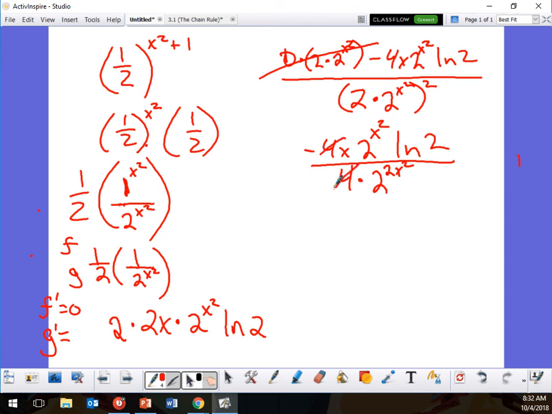Okay, I have 2 to the x squared here, and down here I have 2 to the 2x squared. What can I do with that information? I could cancel out one of them, right? Down here I have 2 of them, but right here I only have 1. So this goes away, and that goes away. So what is left on top? Negative x ln of 2 over 2 to the x squared.